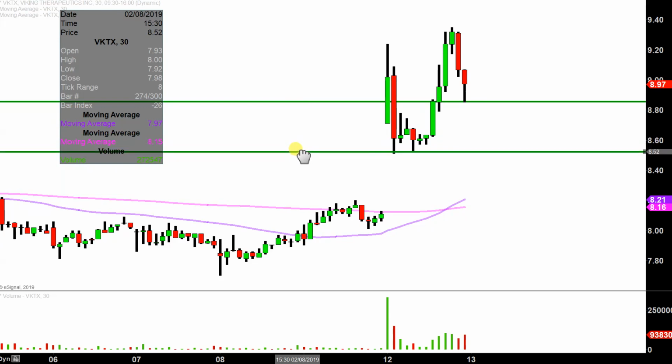Next level of support after that would be the bottom portion of this consolidation area from earlier on in the day, which sits right there around the $8.50 mark. So $8.85 and then $8.52 are the near-term levels of support.